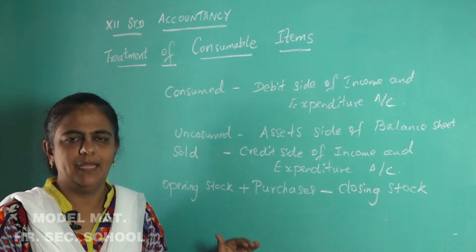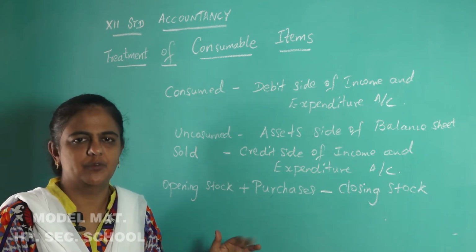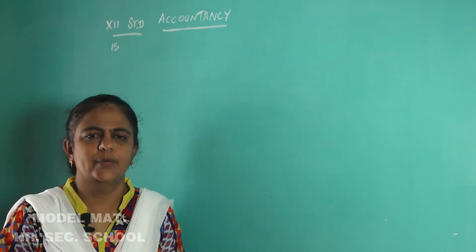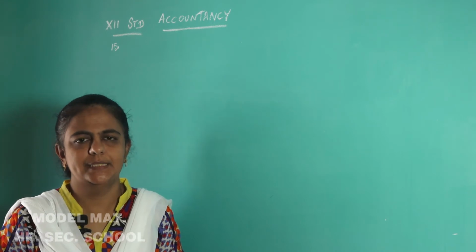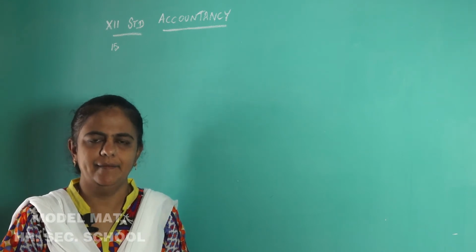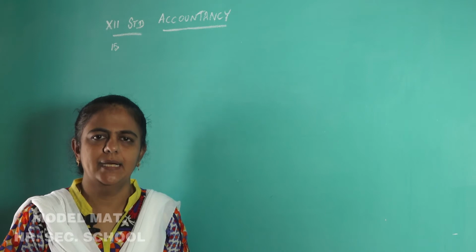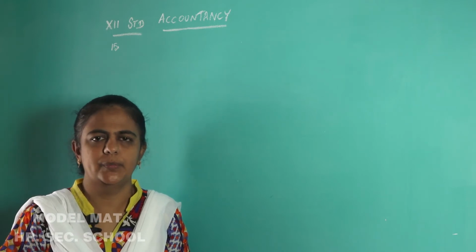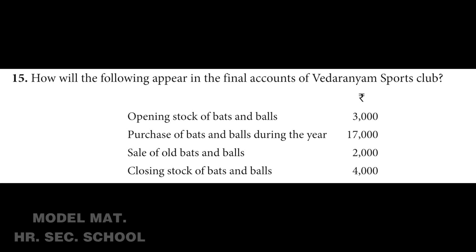So, I will teach you one sum so that you can understand better. Question number 15, page number 75. I will read the question, just watch the screen, understand the question, then move on to the sum. How will the following appear in the final accounts of Vedaranyam Sports Club? Opening stock of bats and balls 3000, purchase of bats and balls during the year 17,000, sale of old bats and balls 2000, closing stock of bats and balls 4000.